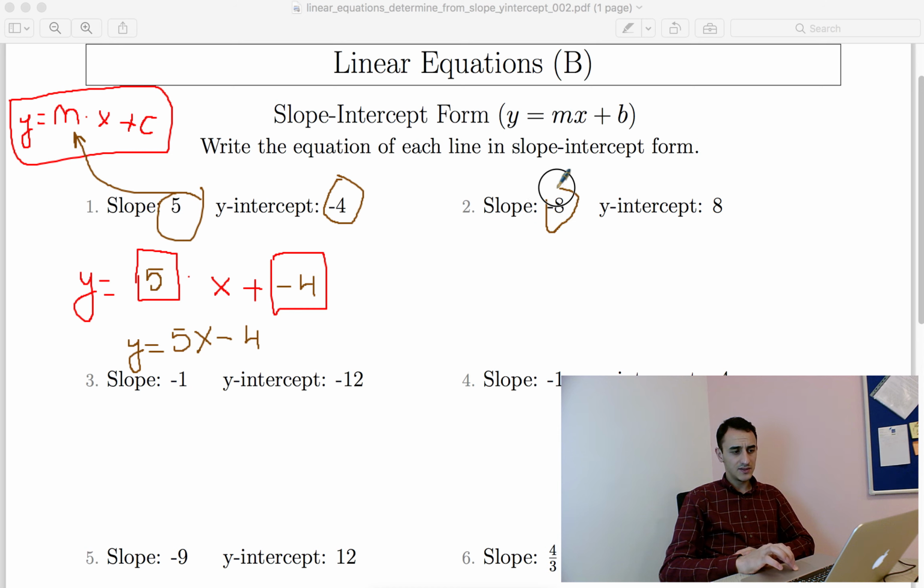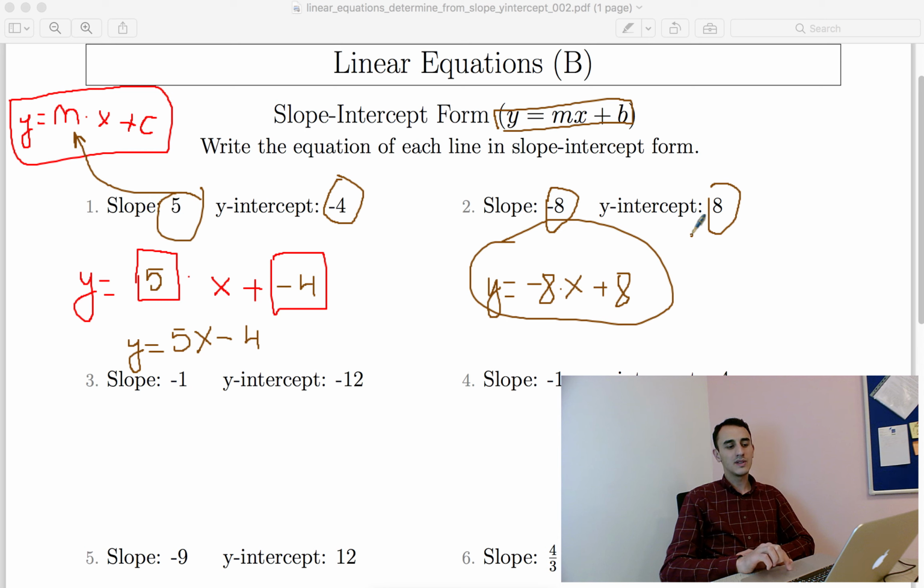The slope is given, it is negative 8, and the y-intercept is 8. Actually, my equation is given here as mx plus b, but it doesn't matter. It is c or b, generally, but m doesn't change. M stands for slope. So y is equal to negative 8 multiplied by x, because m stands in front of x, and plus 8. Okay, that's it. This is my equation for this slope and y-intercept.